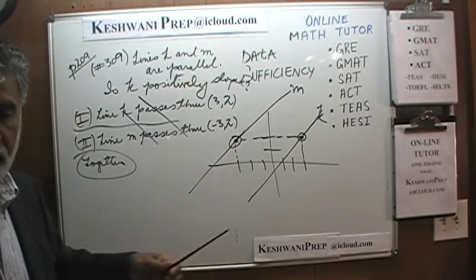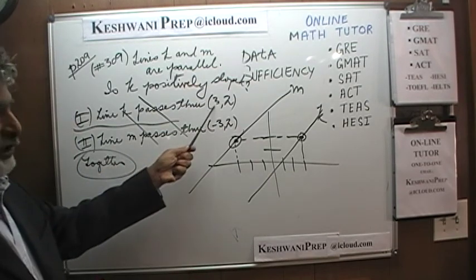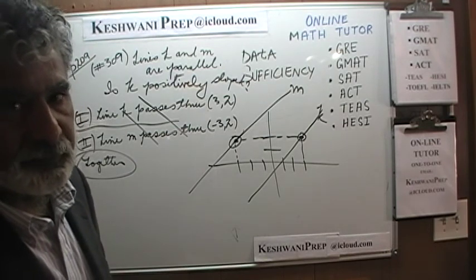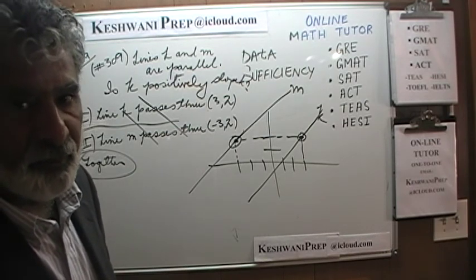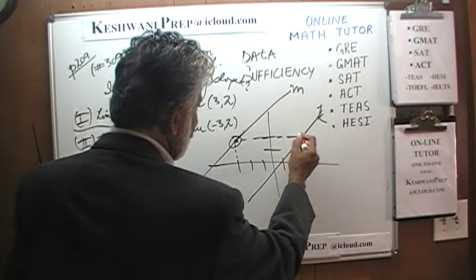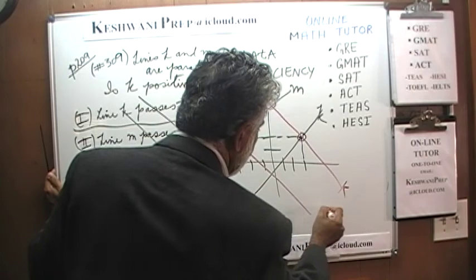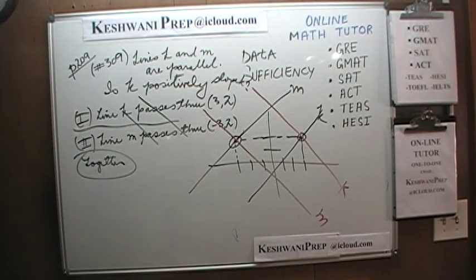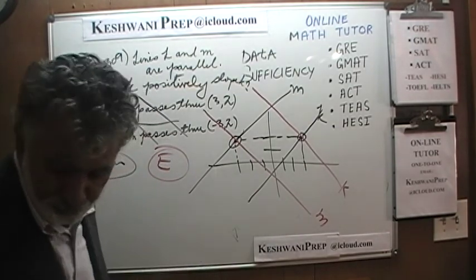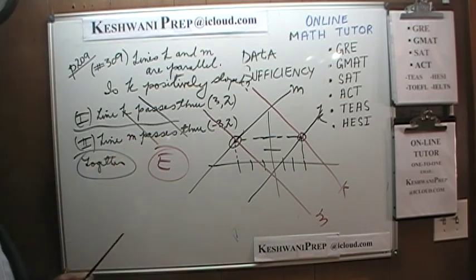That's one possibility. Another possibility is that all we know is that line K goes through 3, 2. As we have said over and over again, simply knowing that the line passes through one point does not enable us to figure out whether it's positively or negatively sloped, because line K passes through 3, 2, but maybe it's like that. And here's a line M. K and M, now they are negatively sloped. The answer is E. Even putting the two statements together does not enable us to say anything at all about the slope of line K, whether it is positively or negatively sloped.